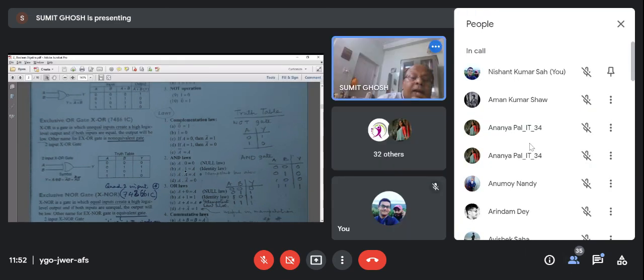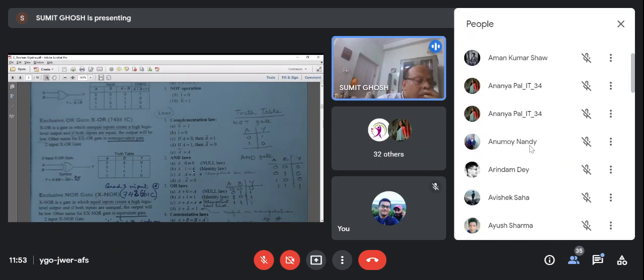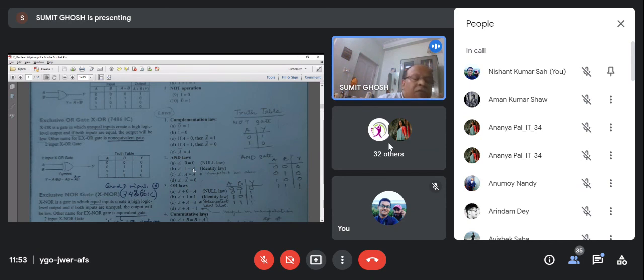A and 1. Multiply anything by 1, you get back what you started with. 7 into 1 is 7. 24 into 1 is 24. Like this, any number A. This is called a literal or operand. So A and 1 is A.